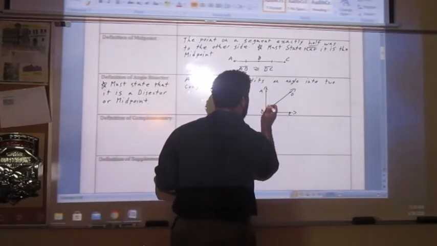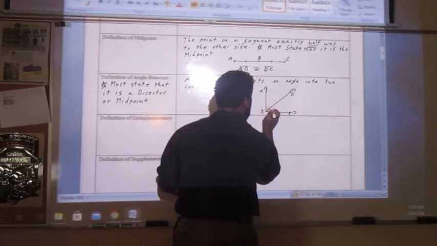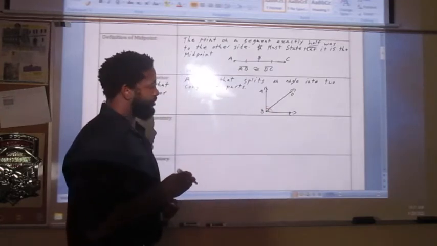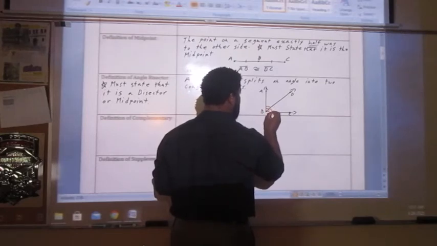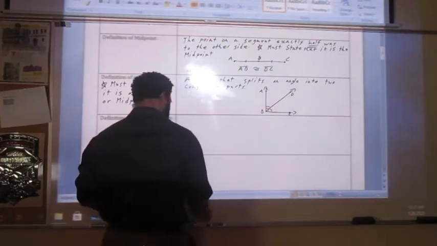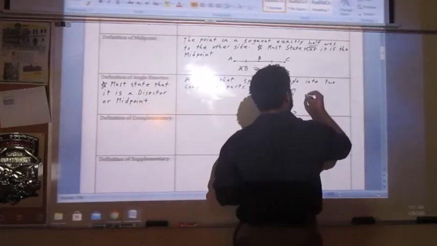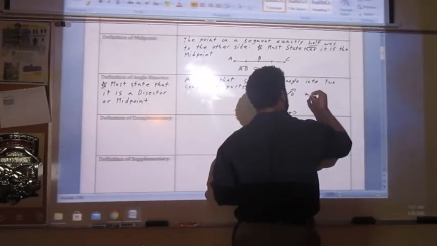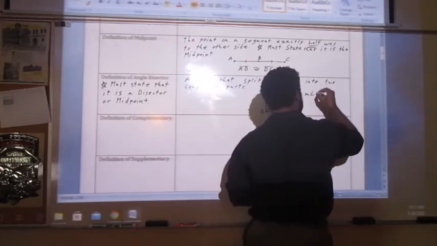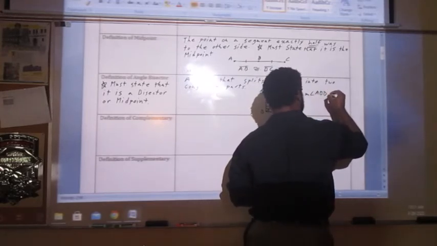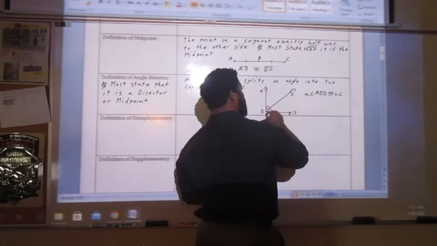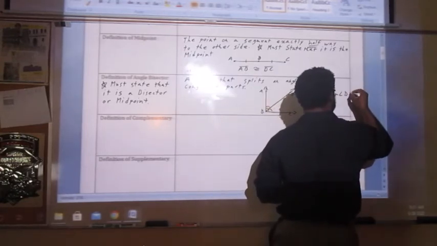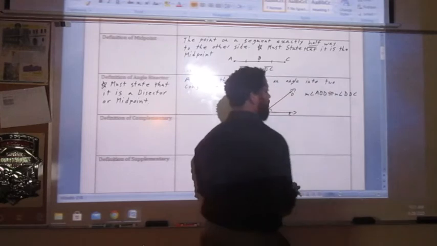This angle and this angle are both congruent. You know what I'm saying? They're both equal. They both are congruent because of the two arcs. So therefore, you have the measure of angle ABD is congruent with the measure of angle DBC.